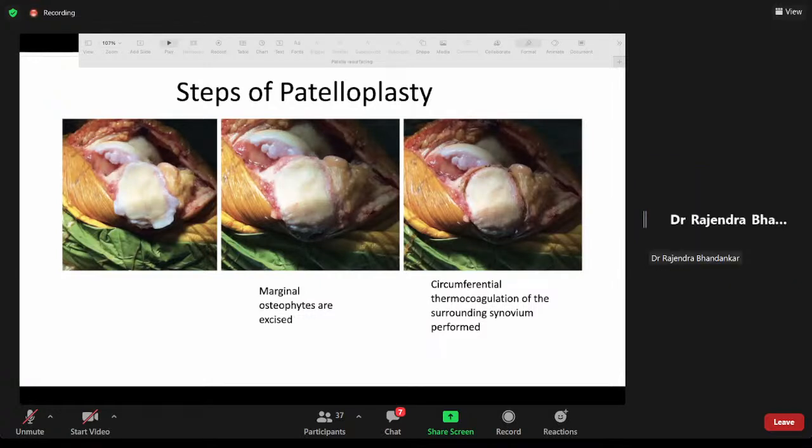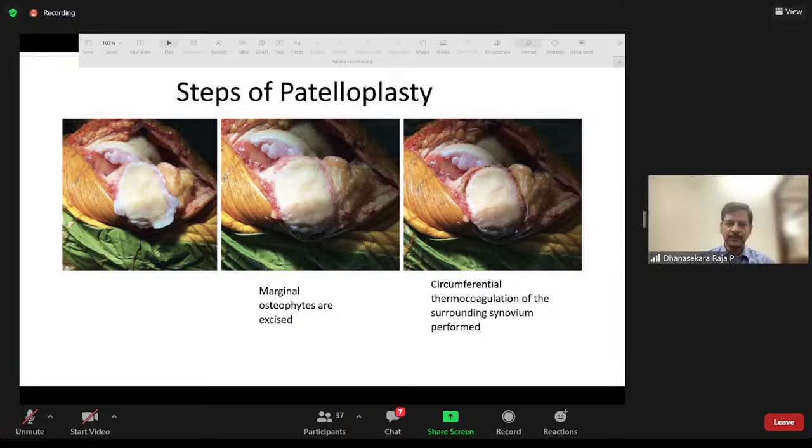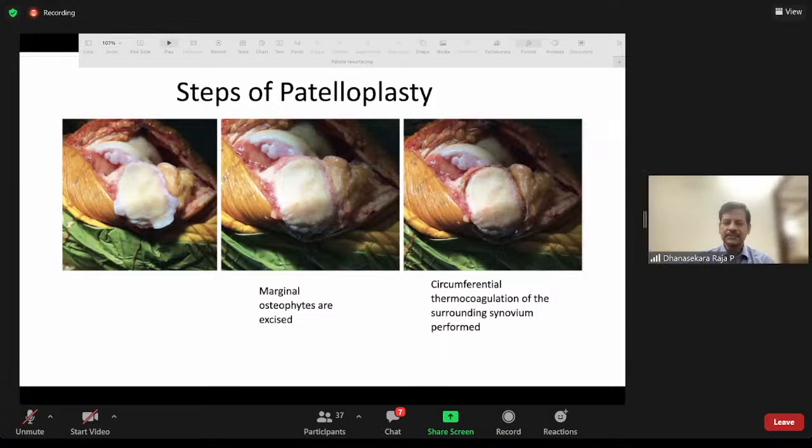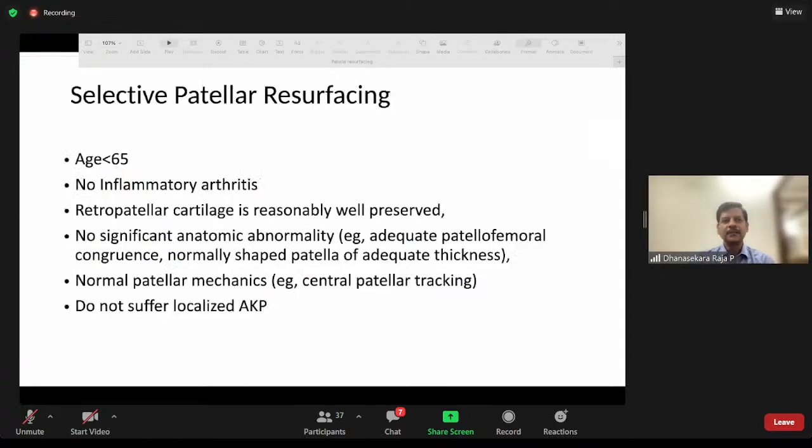Either we do a patelloplasty, which involves removal of the osteophytes and then reshaping the patella to a more anatomical shape, because in osteoarthritis, the patellar shape is altered because of the osteophyte formation. And most of the time, all of us do this step. We remove all the osteophytes and try to reshape the patella. Some of us do circumferential thermocoagulation. So this is called patelloplasty.